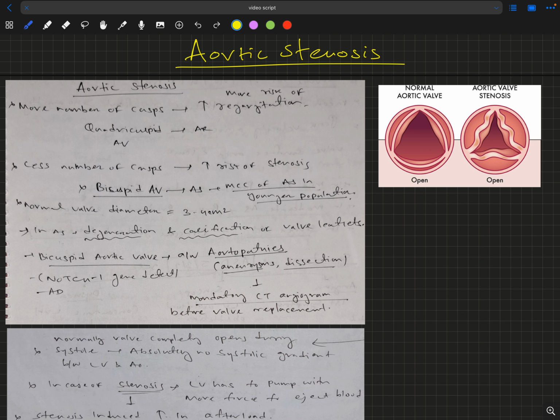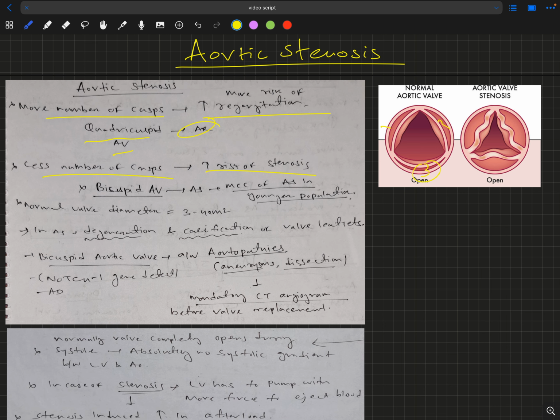Let's discuss that. The more the number of cusps, the more prone to regurgitation. In a quadricuspid aortic valve, the aortic valve is normally tricuspid: 1, 2, 3. These are the semilunar valves. So if you have a quadricuspid valve, there is more risk of developing regurgitation, and the fewer the number of cusps, the more risk of stenosis.